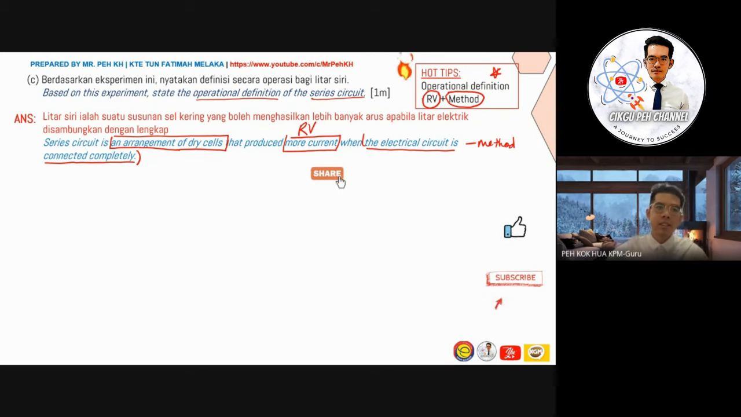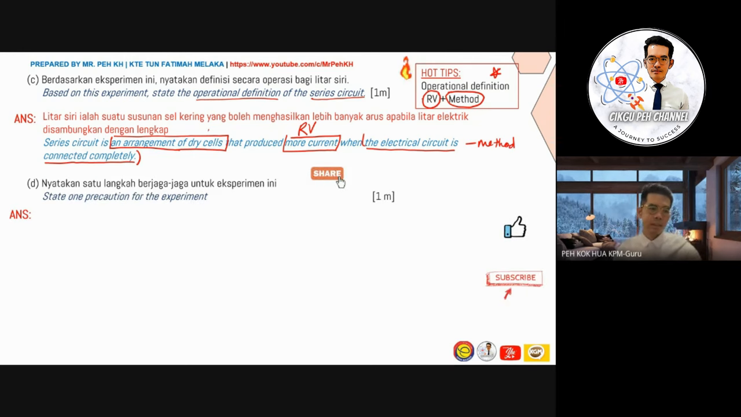So the series circuit is an arrangement of dry cells, because of our experiment. Our series circuit here refers to the arrangement of the dry cell, where more current is produced, which is the observation of the ammeter we get, referring to the RV of our question. And the method for our experiment will be the electrical circuit connected completely.